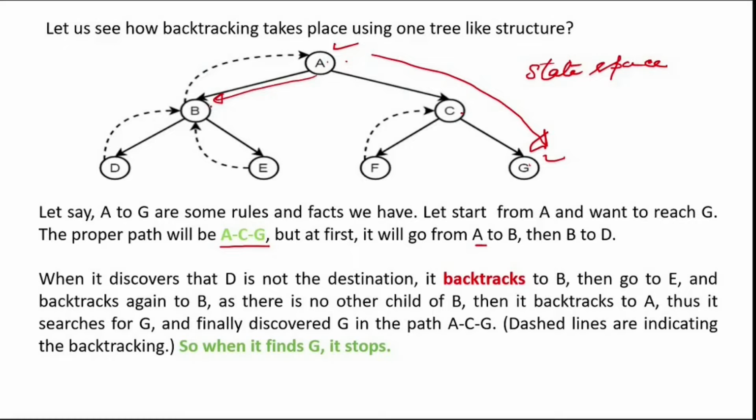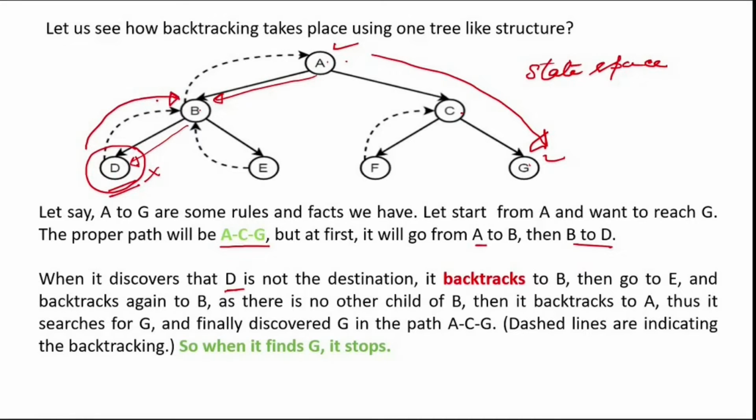From B to D, it will go from after B. It is not a solution because it is not G. Then it will again try and it will go to D. So B to D it will go. When it discovers that D is not the destination, this is not G, it finds that this is not the solution. So what it will do? It will immediately avoid this path and it will backtrack to the previous node.